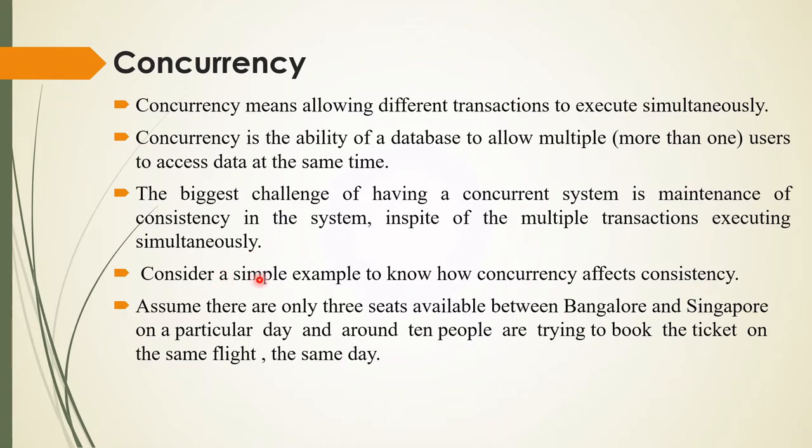Consider a simple example to know how concurrency affects consistency. Assume that there are only 3 seats available between Bangalore and Singapore on a particular day, and around 10 people are trying to book a ticket on the same flight on the same day. So we have only 3 seats and 10 people at the same time trying to book tickets on the same flight.